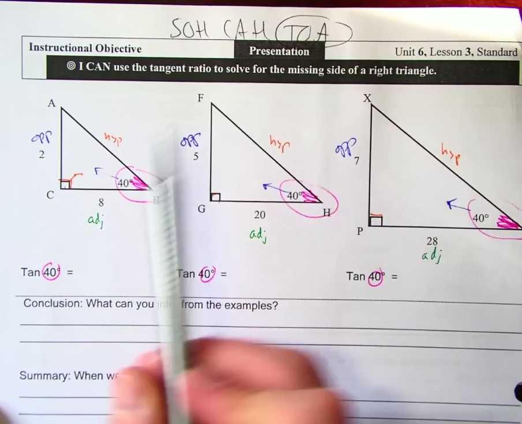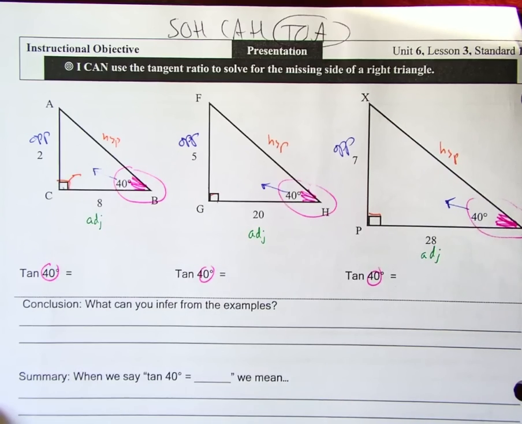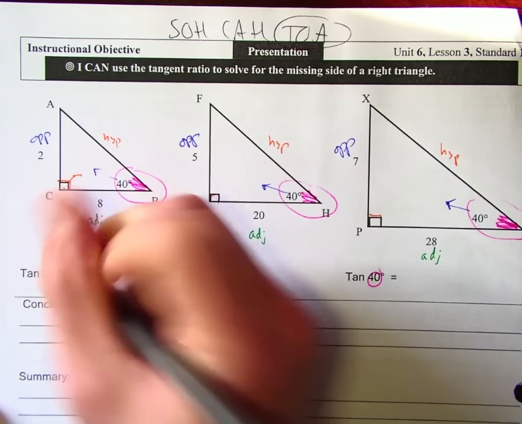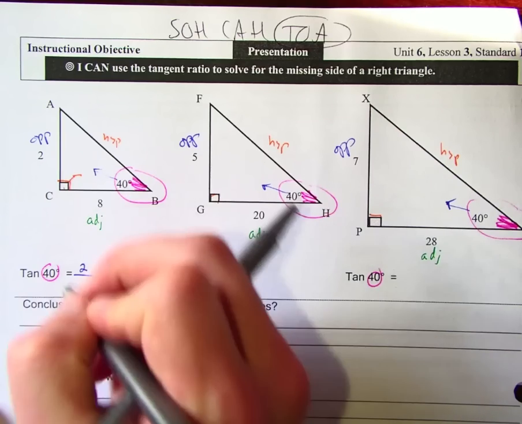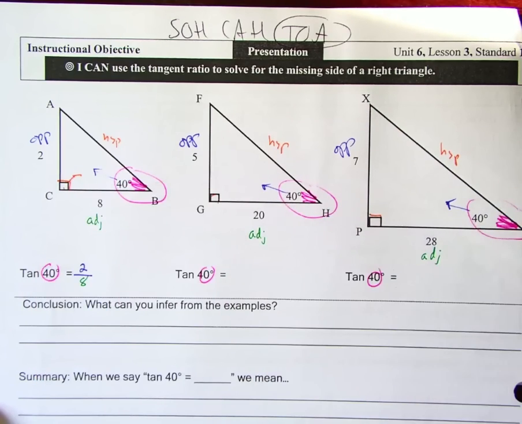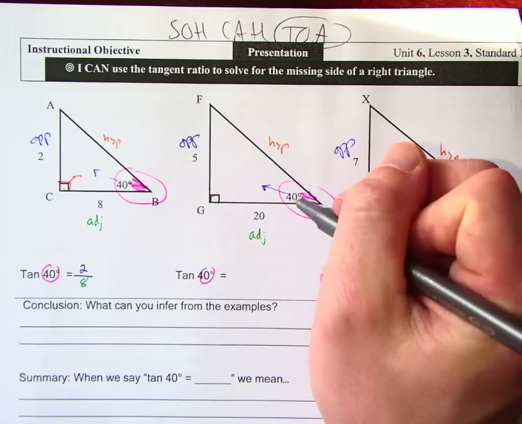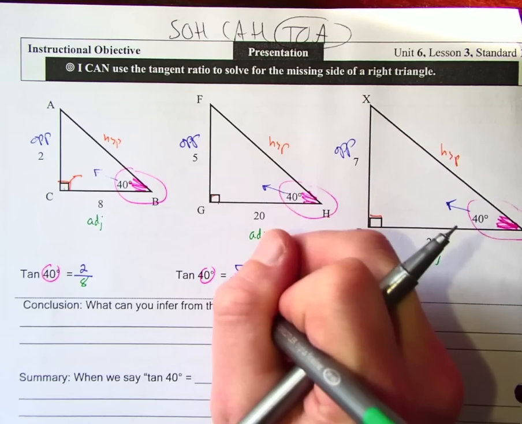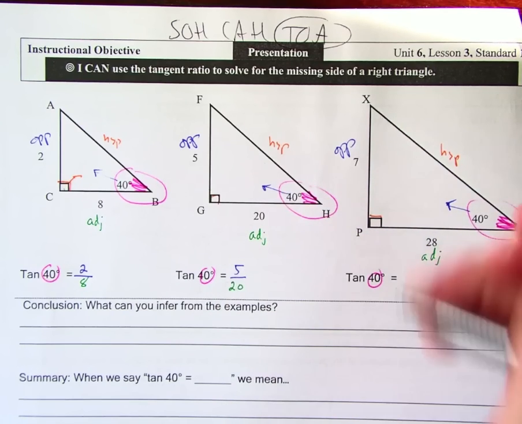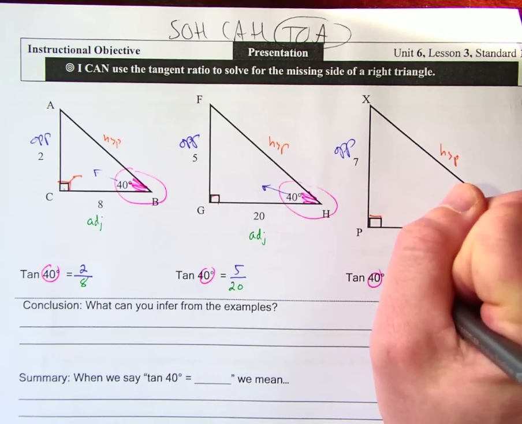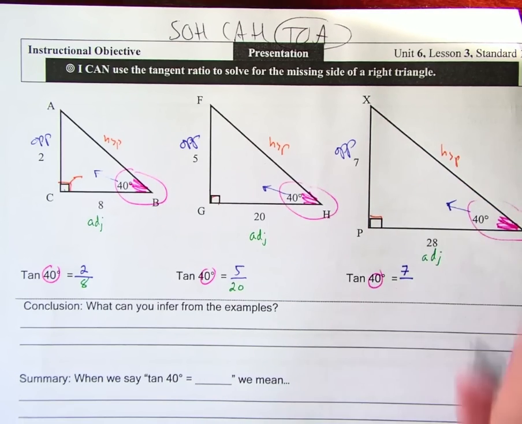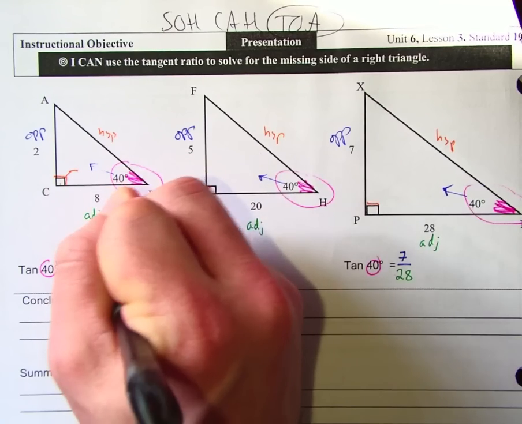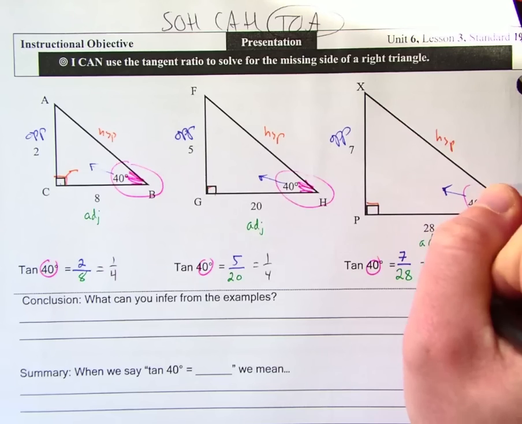Let's do the tangent of 40. It's opposite over adjacent. What is the opposite from 40? It's 2. What's the adjacent to 40? 8. Okay, what is the opposite of this 40? 5. The adjacent? 20. Just doing tangent. Tangent of 40, the opposite is 7. The adjacent, 28. Now those all look very different. But if we reduce them, we get 1/4, we get 1/4, we get 1/4.